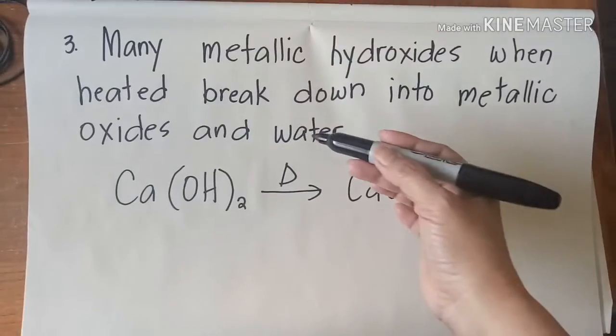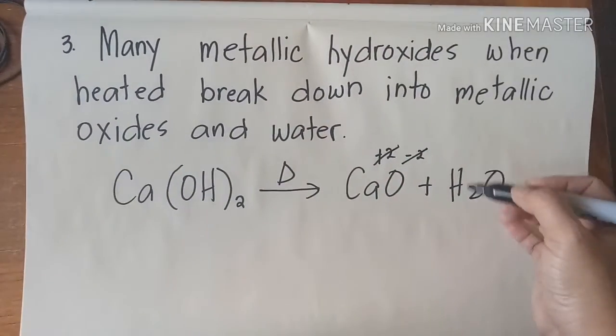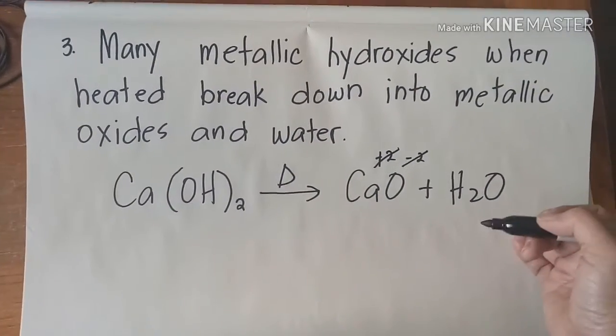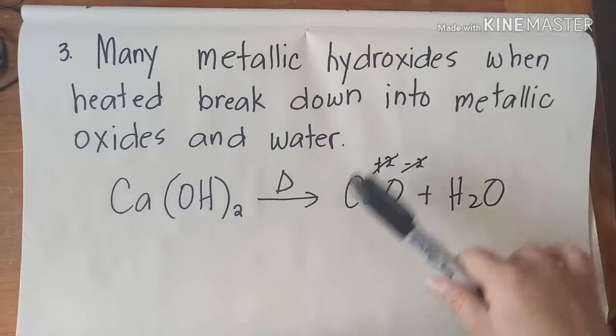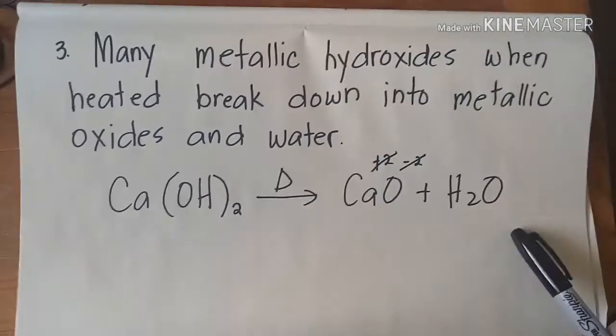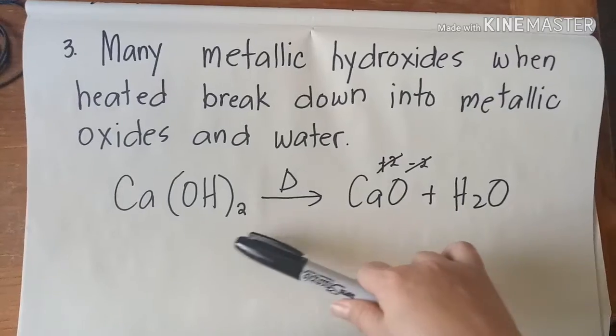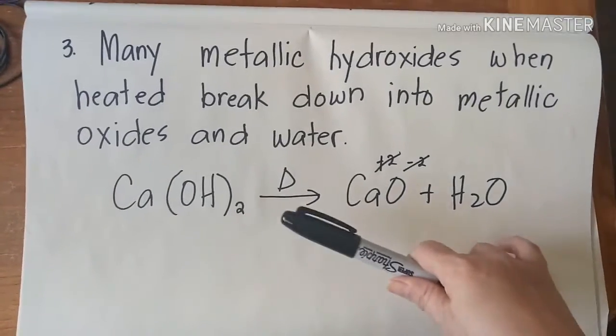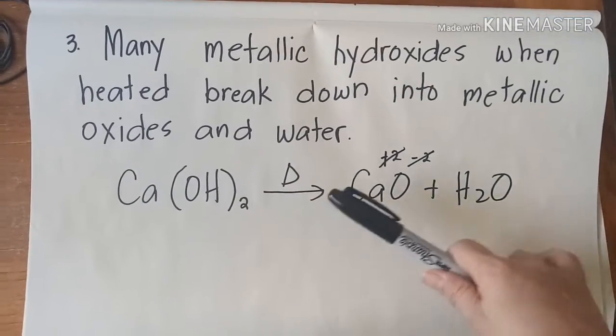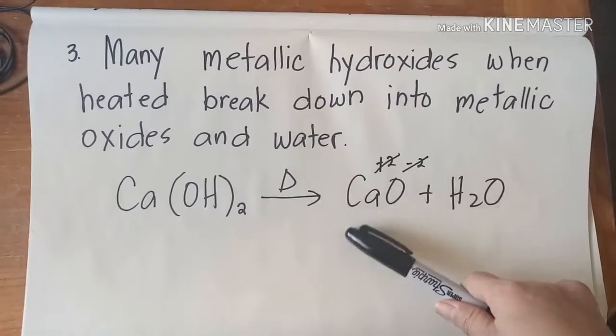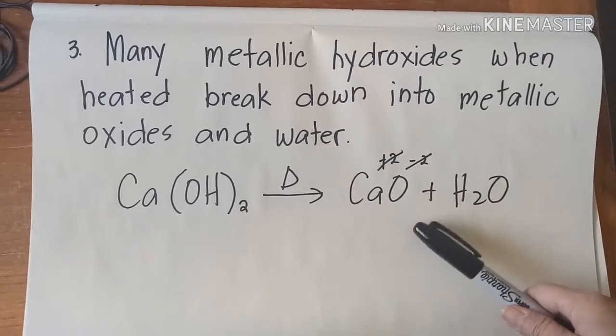And then the other product is water. So we'll just simply write H2O here as the formula of water. So we have now the product of this metallic hydroxide, that is calcium hydroxide, undergoes decomposition reaction. So it will give you a product of CaO, or calcium oxide plus water.